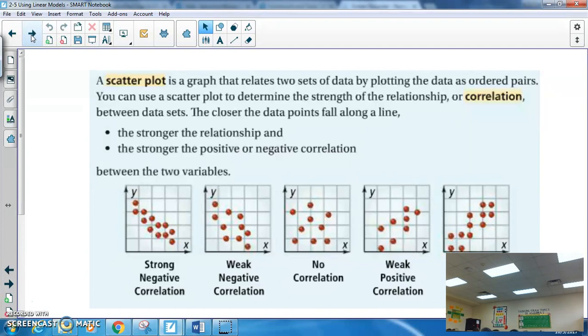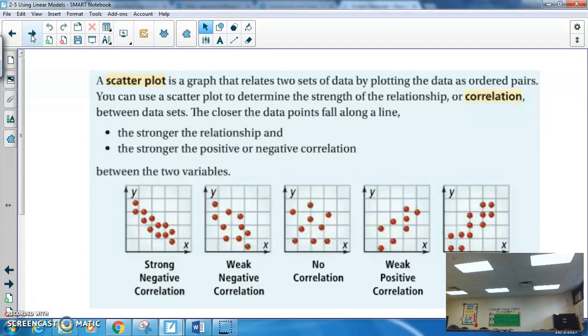So a scatter plot is a graph that relates two sets of data by plotting the data as ordered pairs. We could use a scatter plot to determine the strength of a relationship or a correlation between data sets. The closer the data points fall along a line, the stronger the relationship and the stronger the positive or negative correlation between the two variables.